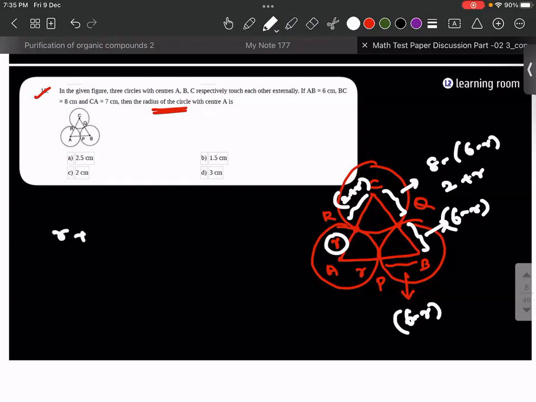So R plus 2 plus R is equal to 7. One unknown, one equation. So 2R will be equal to 5. R will be 5 by 2, which is 2.5. That is the answer.